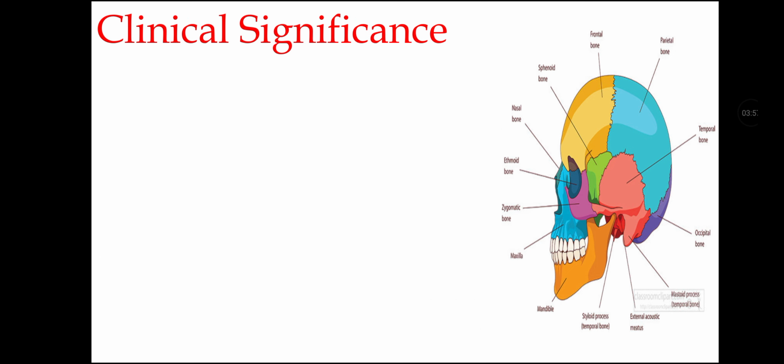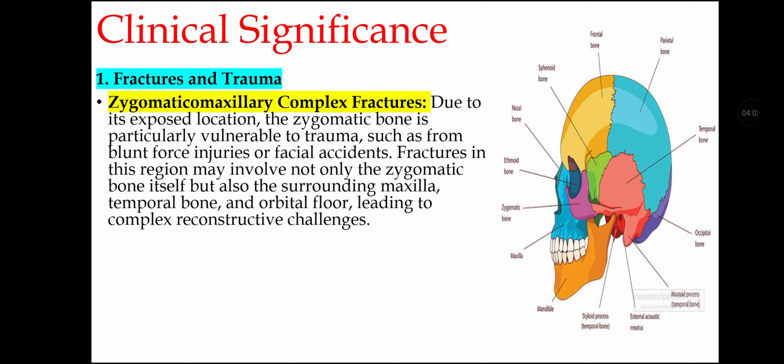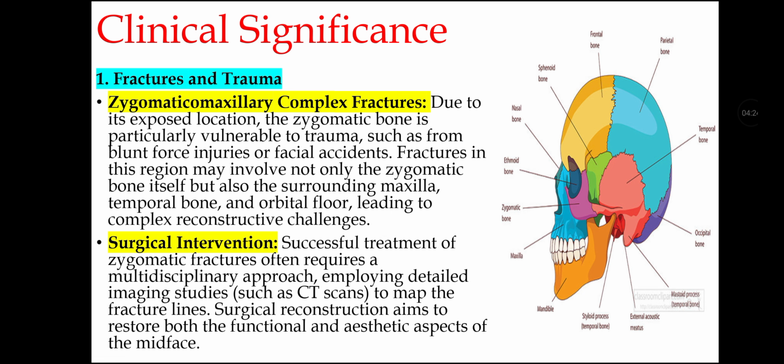Now let's talk about clinical significance of zygomatic bone. The first is fractures and trauma. Zygomatico-maxillary complex fracture: due to its exposed location, the zygomatic bone is particularly vulnerable to trauma, such as from blunt force injuries or facial accidents. Fracture in this region may involve not only the zygomatic bone itself but also the surrounding maxilla, temporal bone, and orbital floor, leading to complex reconstructive challenges.